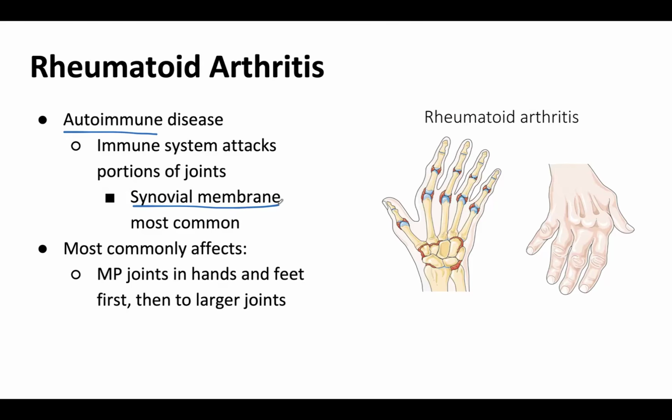RA typically presents bilaterally, or on both sides of the body. So say a joint in the right hand is affected, that same joint on the left side will likely be affected as well. RA most commonly affects the metacarpophalangeal and the metatarsophalangeal joints of the hands and feet, but they can also, from there, affect other larger joints as well.